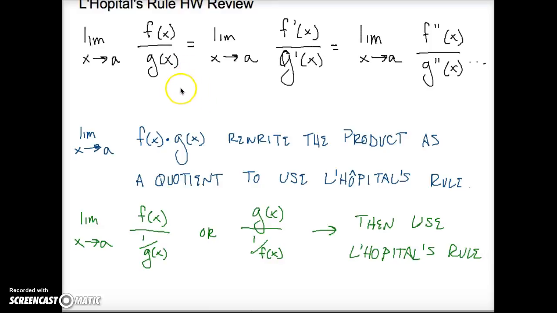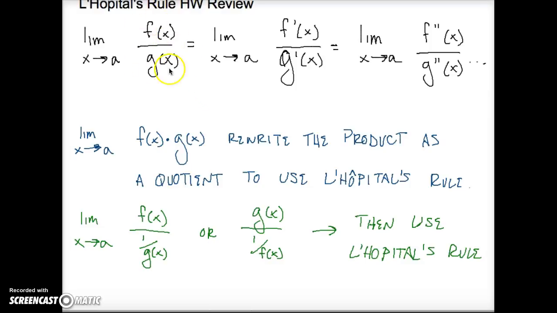So L'Hopital's rule says that we can evaluate that same limit, that this limit is equivalent to the limit as x approaches a of the derivative of each of the functions. And if we get an indeterminate form when evaluating the derivative here, we can take it further and evaluate it at the second derivative, etc., until we get something that is not an indeterminate form.